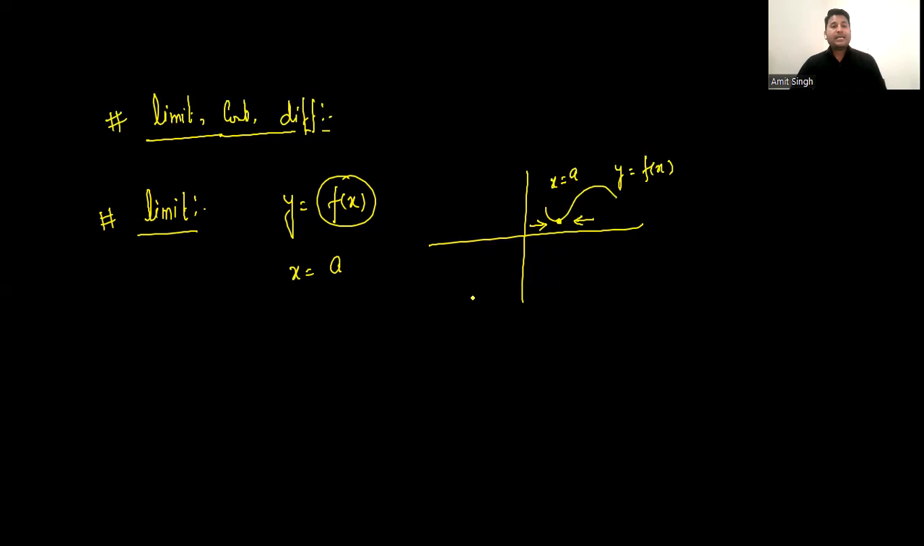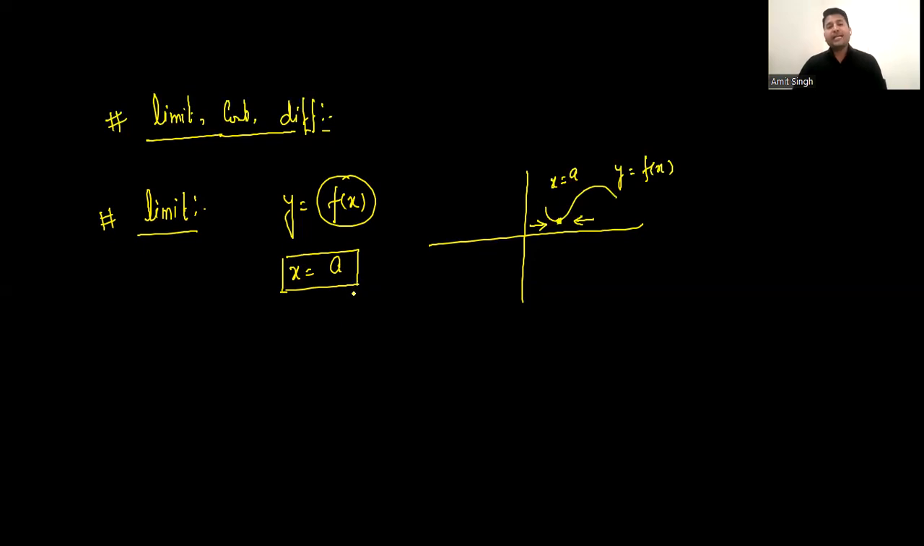What I'm saying is, in the case of a function of one variable in the real number system, what we mean by the limit of a function at x equals a is this: we approach the point x equals a from the right side and from the left side. If in both ways the limiting value of the function is the same, then we say that the limit of the function exists.